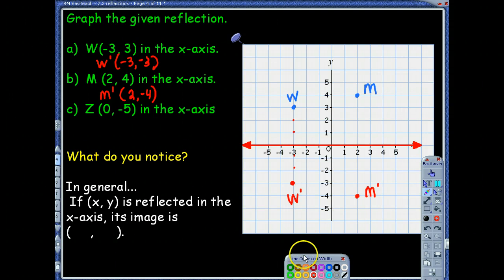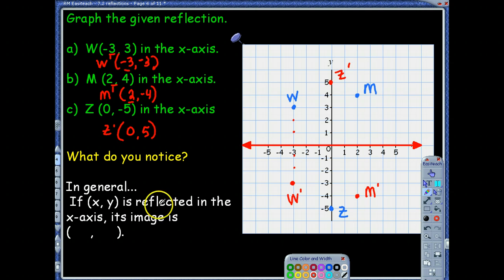Well, I noticed that the X values are exactly the same in the pre-image and the image, and the Y values are the opposites. So if we made a prediction, what do you think Z prime is going to be? I think Z prime is going to be at the point 0 comma 5. All right, let's test it. If we know that Z is 0, negative 5, and I reflect it across the x-axis, I'm counting 5 spaces to the axis and then going up 5 again. That's where our Z prime will be. You got it. Nice work.